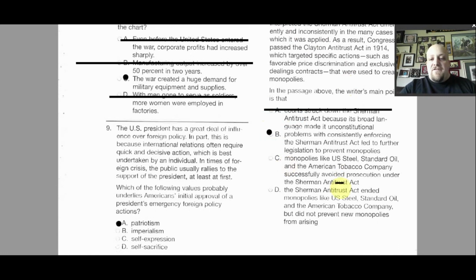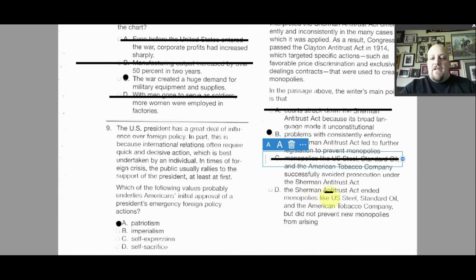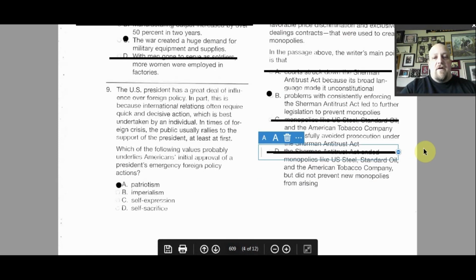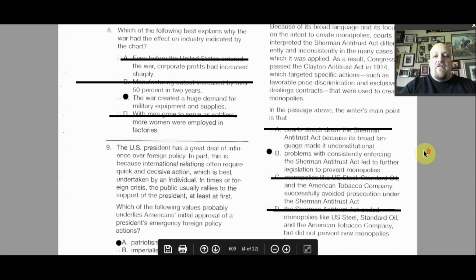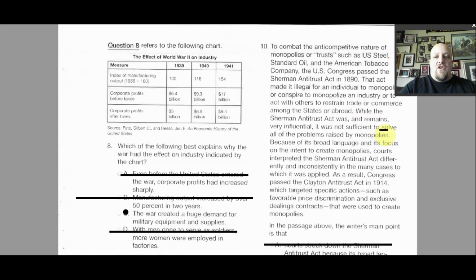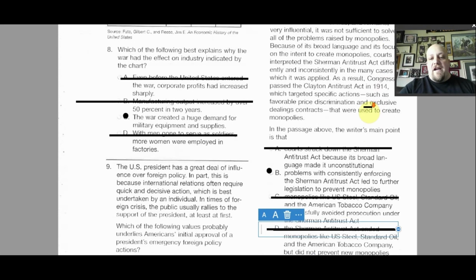Monopolies successfully avoided prosecution. Doesn't say that anywhere. Doesn't say they were prosecuted or anything like that. Obviously, the Sherman Act didn't do what it was supposed to do. So it didn't stop monopolies or anything like that. So obviously, that's not going to be your answer either. So that's kind of how you look at that one. You're going to get a lot of these questions. You're also going to get these on the language arts, where they're going to be asking you to understand the author's reasoning and what they're trying to get in that.